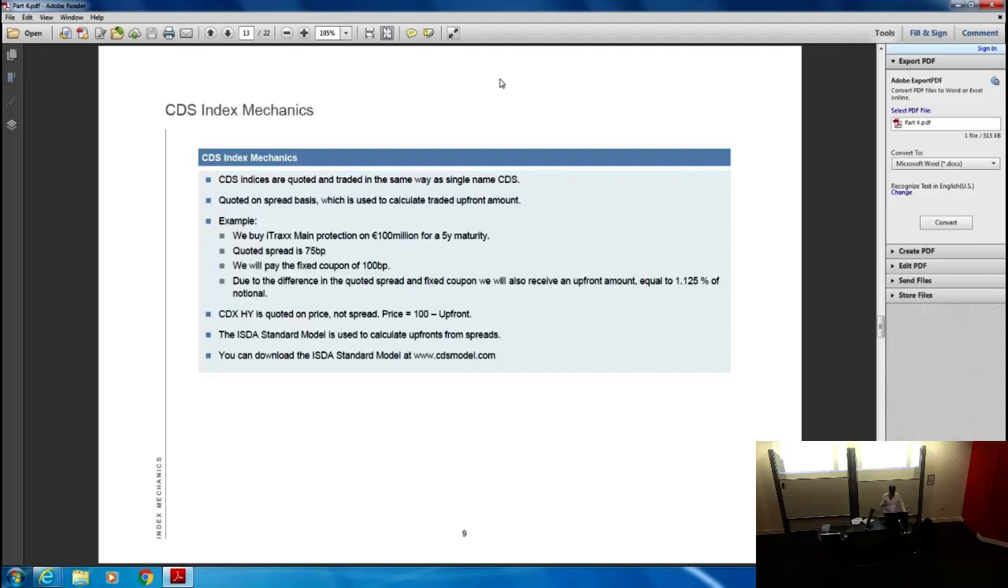I think we've spoken through all of these things before, but if you do want to have a look, there is a website, cdsmodel.com, and that allows you to get a standard upfront model which allows you to convert from upfronts into running spreads and so forth.